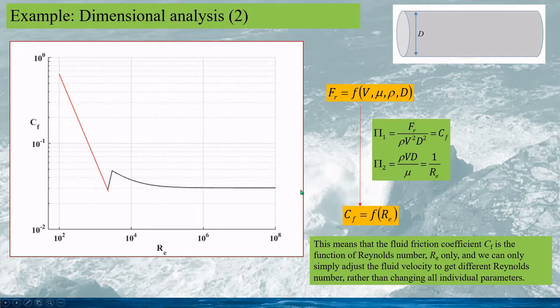As an example, this plot is a relation of the friction coefficient and the Reynolds number. So in this plot, we can see there will be 3 regions: laminar flow, transitional flow, and fully turbulent flow.